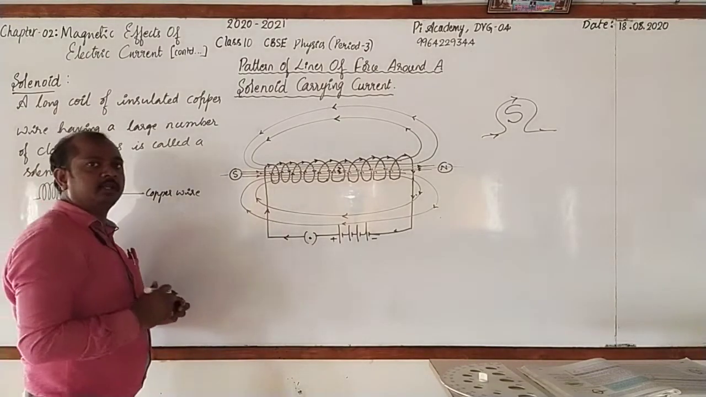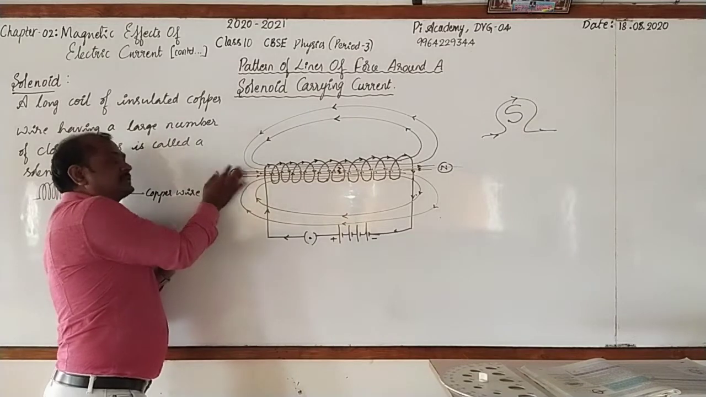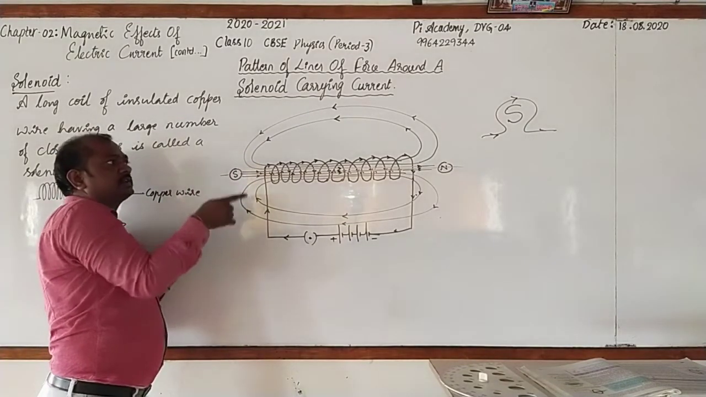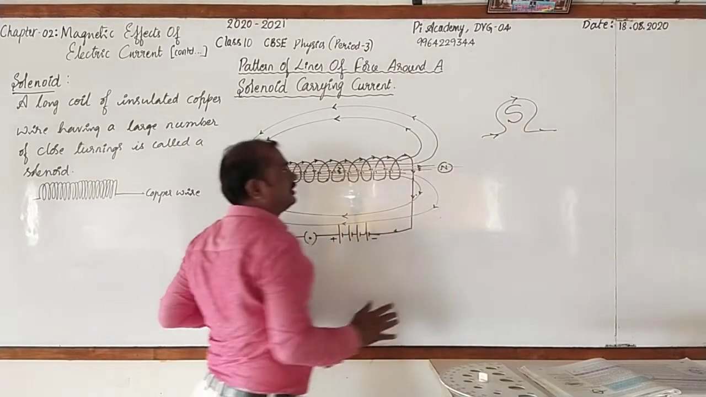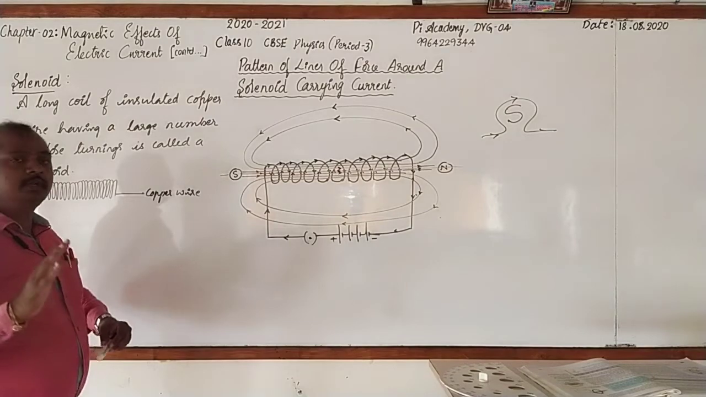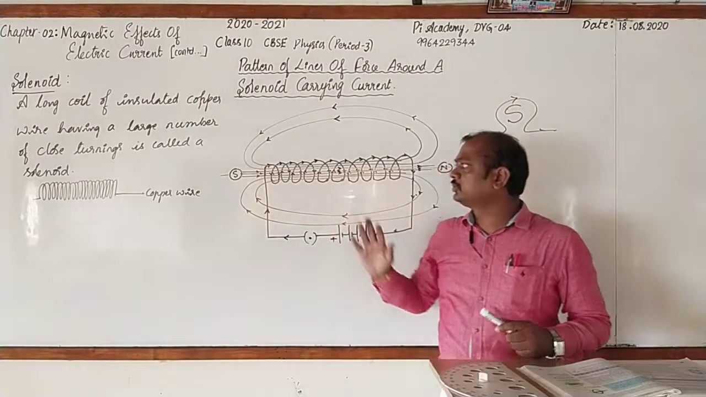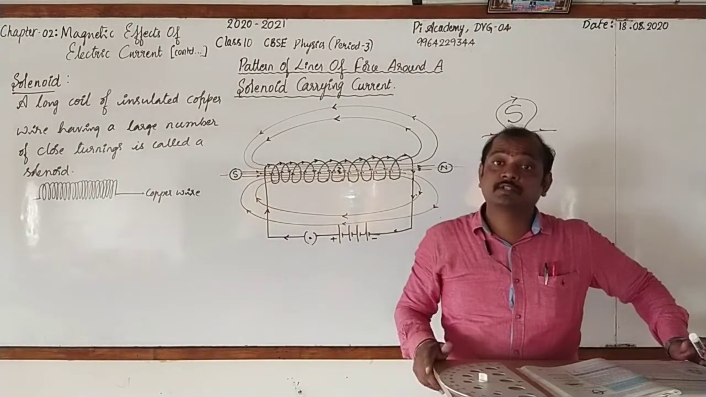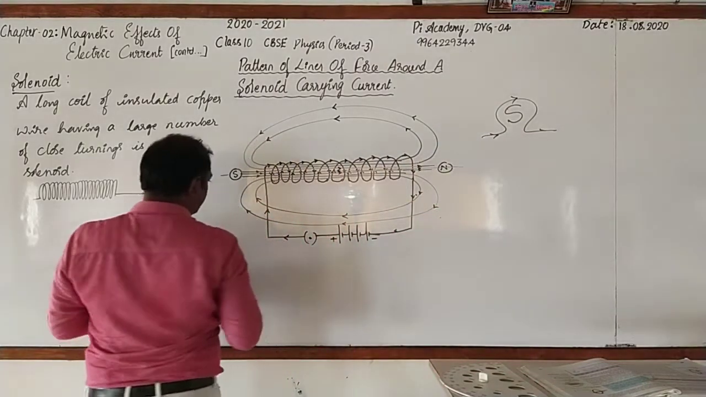Clear? And another important point to be noticed is, here the positive terminal is there, and that side is the south pole, because there we take the direction of current as clockwise. That face behaves like a south pole. Did you understand? Yes. Then, if you have come to know the figure and the pattern, next, what are the factors on which the strength of the magnetic field depends?